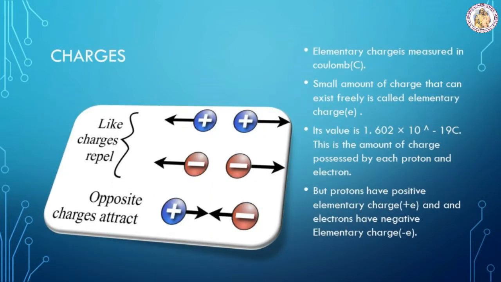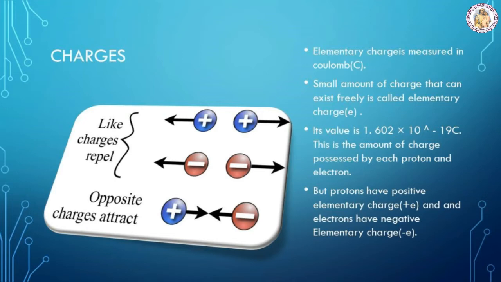Next, charges. Charge or electric charge is the basic property of matter that causes objects to attract or repel each other. It is carried by the subatomic particles like protons and electrons. Charges can neither be created nor be destroyed. There are two types of charges. One is positive charge and another one is negative charge. Protons carry positive charge and electrons carry negative charge.